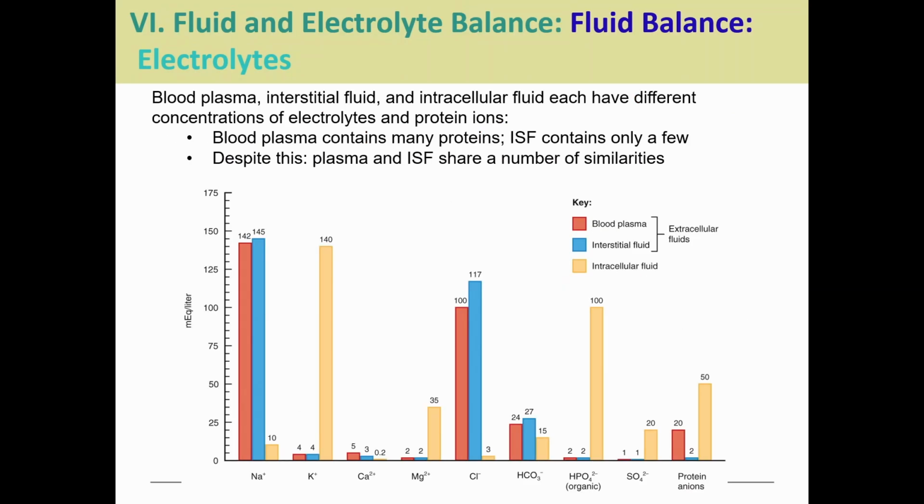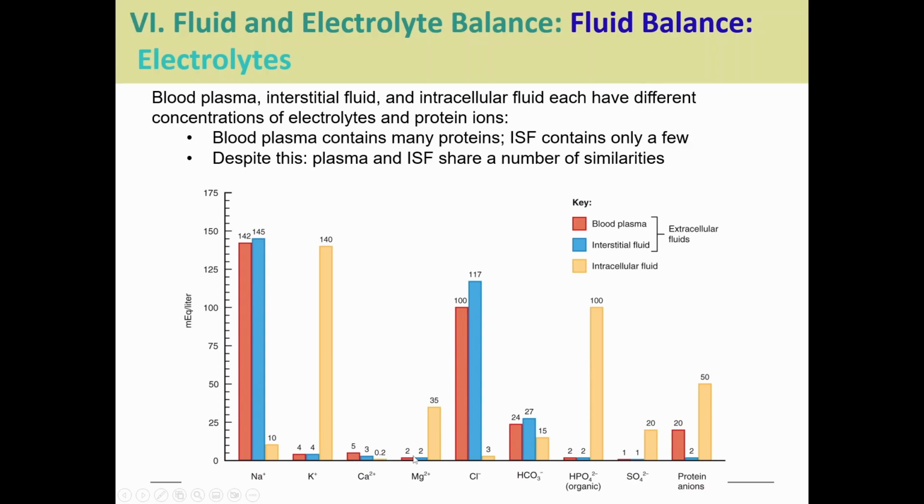So if we go ahead and take a look at what we see and where, in this picture we're looking at sodium, potassium, calcium, magnesium, chloride, bicarbonate, phosphate, sulfate, and then proteins. And if we look in red, we have the blood plasma, blue is interstitial fluid, and then yellow is intracellular fluid. And so we see that the blood plasma and interstitial fluid are really similar with the sodium, but then the intracellular fluid for potassium is high. We don't really see that in the blood plasma or interstitial. We see it's relatively low across the board.